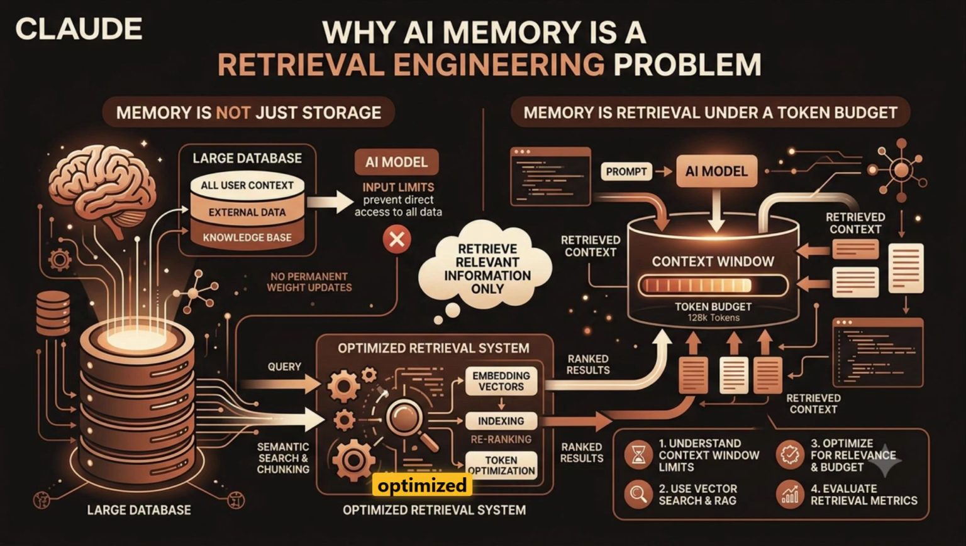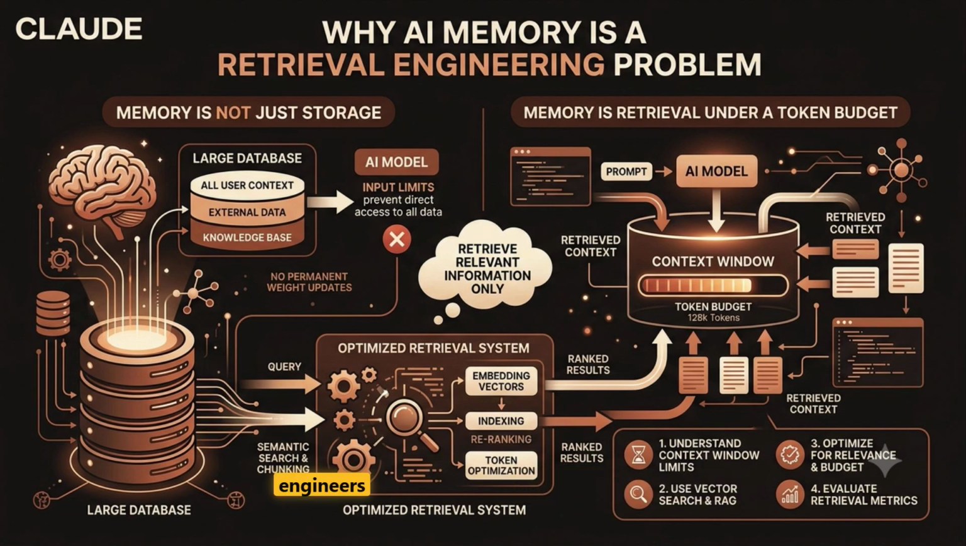Now follow the optimized retrieval system flow through the center gears. This pattern is often called RAG, or Retrieval Augmented Generation. It uses semantic search and chunking to turn messy data into embedding vectors for indexing and re-ranking.